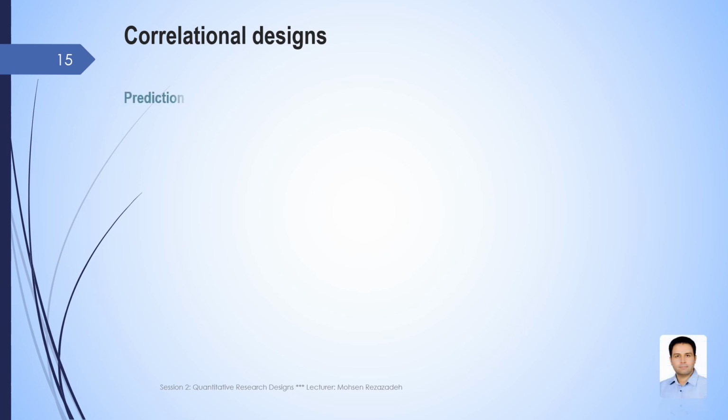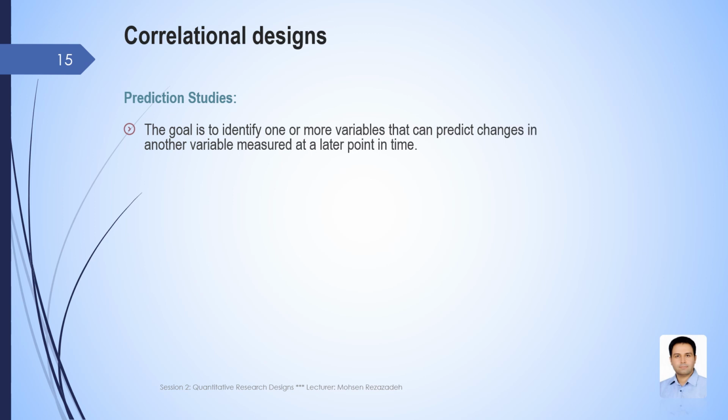The other type of correlational design is called prediction study. In prediction studies, the goal is to identify one or more variables that can predict changes in another variable measured at a later point in time. Like relationship studies, prediction studies examine correlations between variables. But here, the goal is to identify the ability to predict.